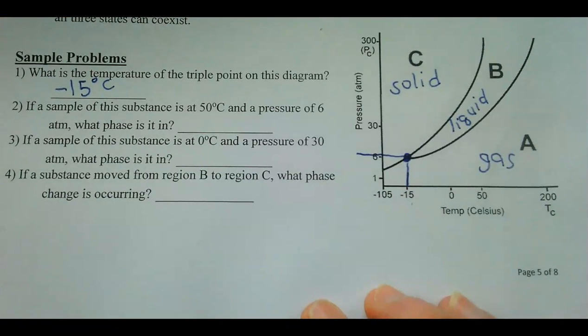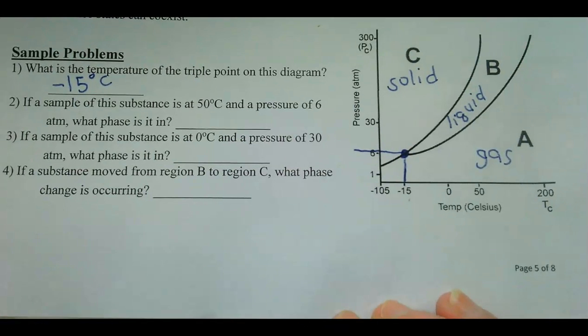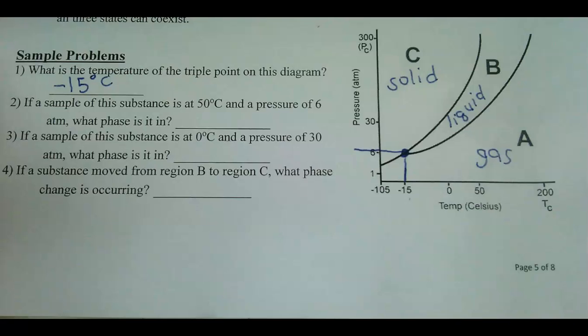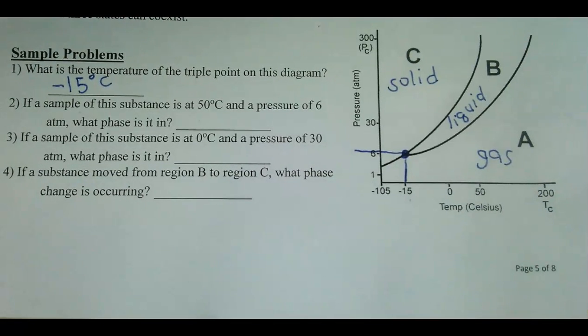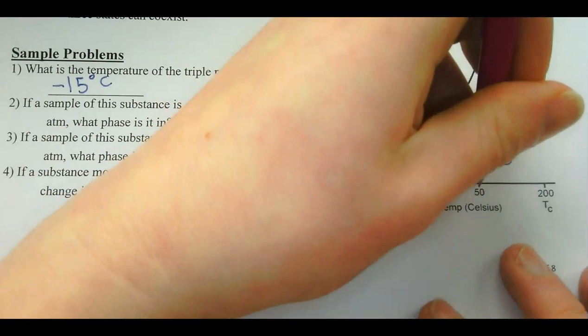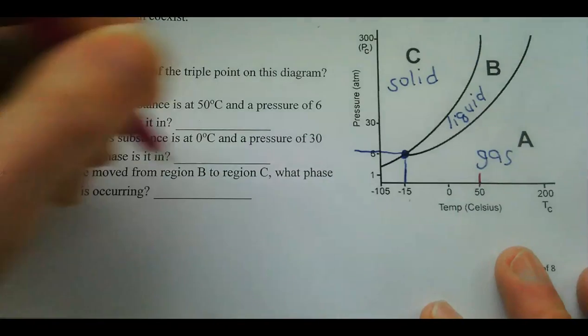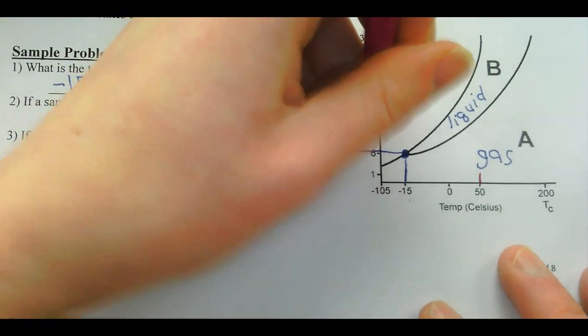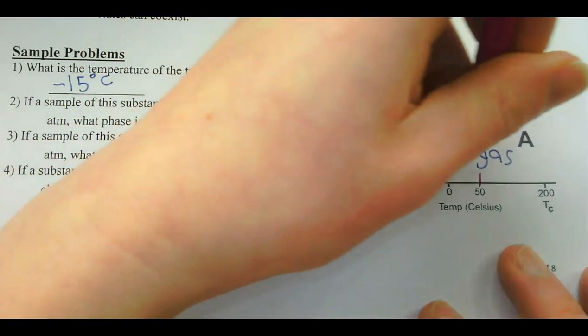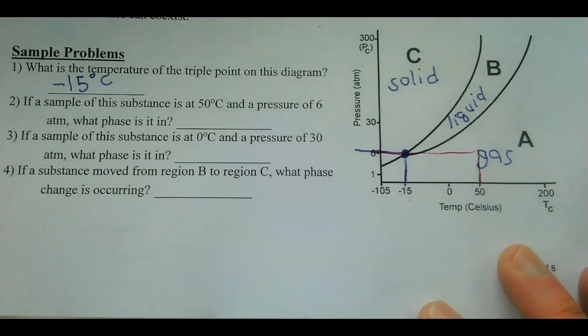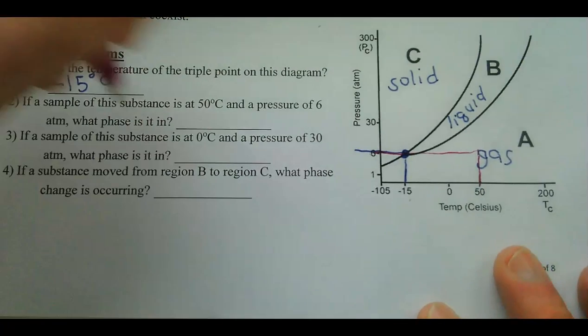Okay, the next one says, if a sample of this substance is at 50 degrees Celsius and a pressure of 6 atm, what phase is it in? So this is just very basic graphing. Okay, so we're at 50 degrees Celsius, so right here. And we're at pressure of 6. So 6, this is my pressure, and you just draw your little lines. That's in gas.